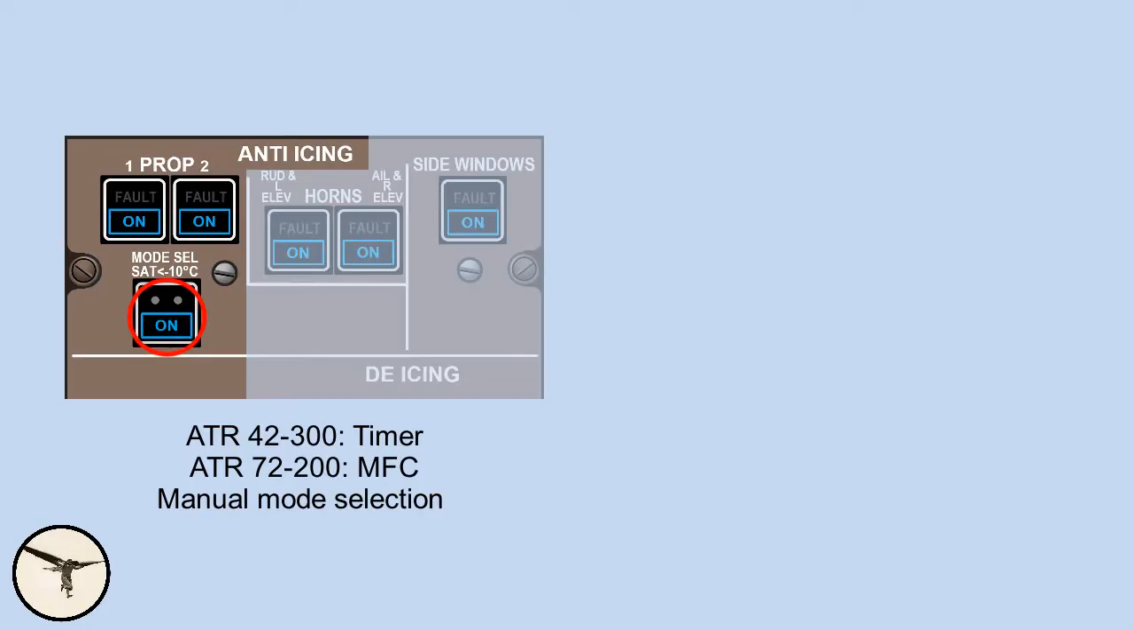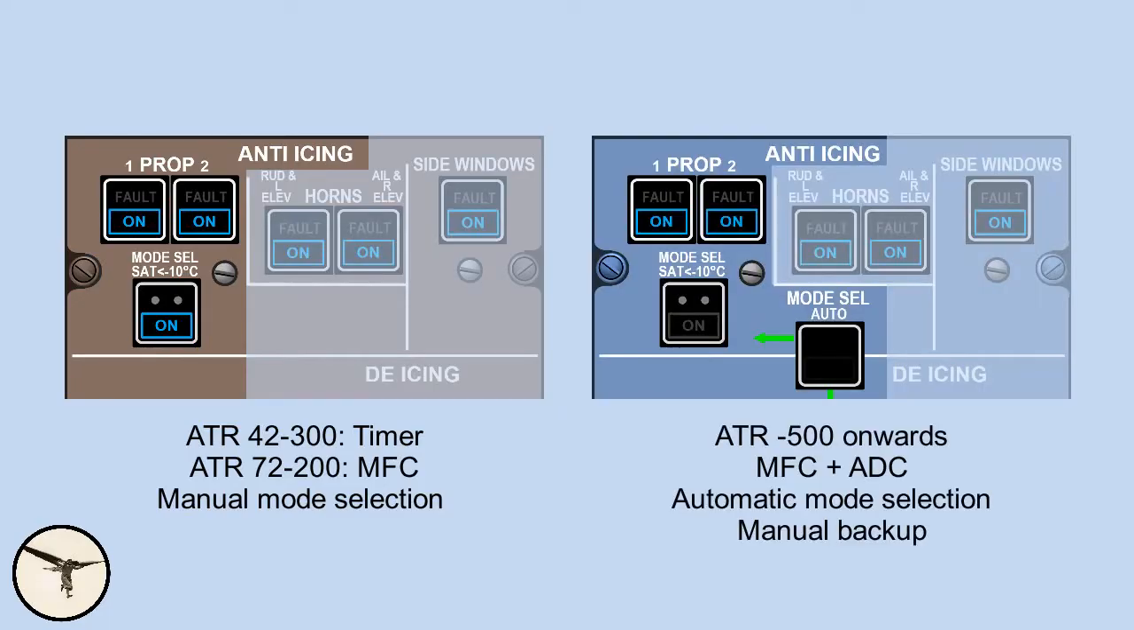In ATR 42-300 and 320, there's a timer for this purpose. In ATR 72-200, the timing is controlled by the MFCs, the multifunction computers. ATR 500 onwards, they have 6-bladed propellers, and the switching between 10 and 20-second cycles is automatic because the MFC receives temperature information from the air data computers, ADC.